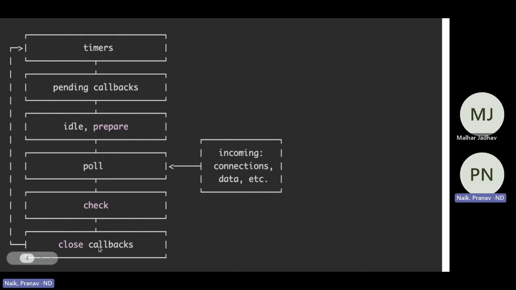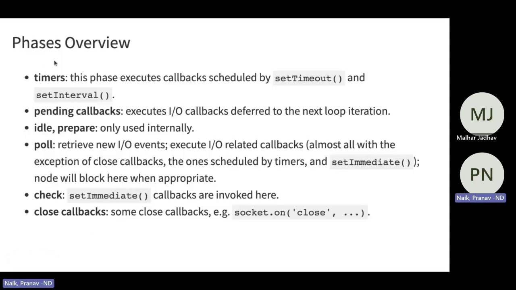Let us go through the documentation definition for all these phases. The documentation says that the timer phase executes callbacks scheduled by setTimeout and setInterval. What does that mean? For setTimeout and setInterval, you pass two parameters. The first is the callback function that we are hoping to execute, and the second parameter is the timer, in milliseconds. The timer phase executes all those callbacks which are available for execution.